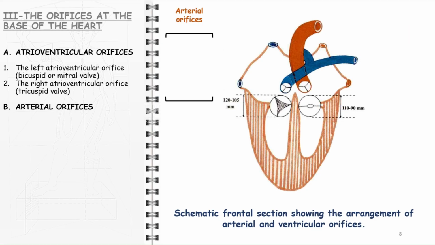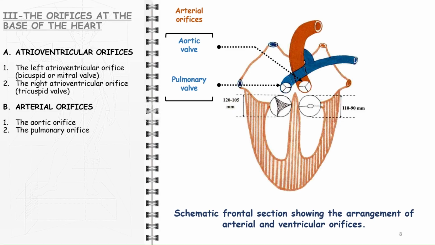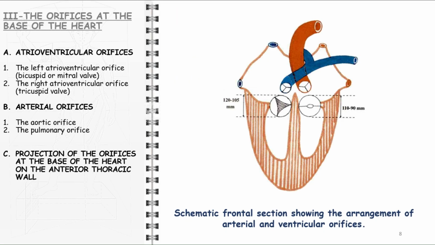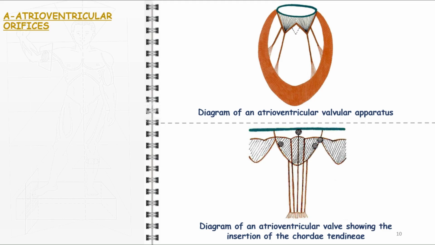The arterial orifices are the aortic orifice, which opens into the ascending aorta, and the pulmonary orifice, leading into the pulmonary trunk. Then we will explore the projection of these orifices on the anterior thoracic wall. Since these orifices correspond to specific locations on the anterior thoracic wall, allowing clinicians to estimate their position during physical examination or imaging. Let's start with the atrioventricular orifices.